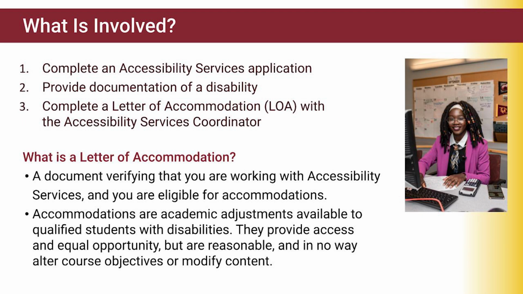What is involved in the process? The first step is to complete an Accessibility Services application. Paper copies of the application can be obtained in the Academic Center for Excellence, or you can download a digital copy through our website. The second step is to provide documentation of a disability. And finally, meet with the Accessibility Services Coordinator to complete your letter of accommodation.